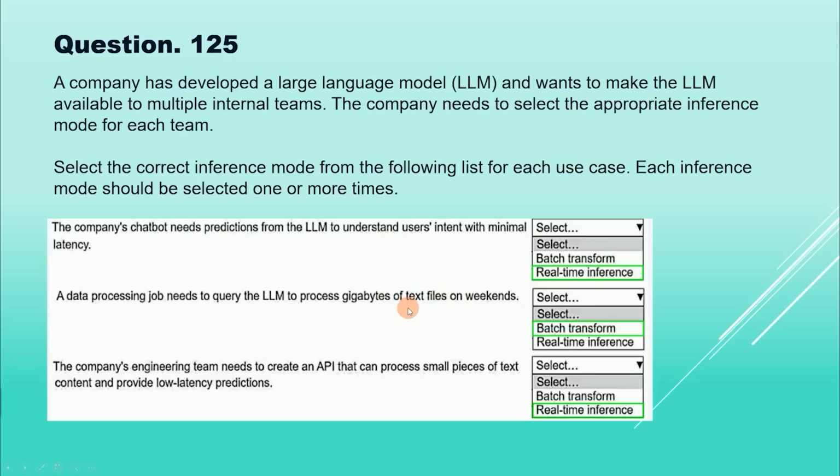If there are gigabytes of text or files or whatever data, then batch transform will be required, and again, low latency is there, so real-time inference will be used. So these keywords are there: minimal latency, gigabyte of text, low latency. Even if you want, you can avoid reading the complete question, but I would still suggest you go through the complete question, because sometimes the scenario may be different from what we understand by going through keywords. But yeah, keywords will always work, but still please go through the complete question.